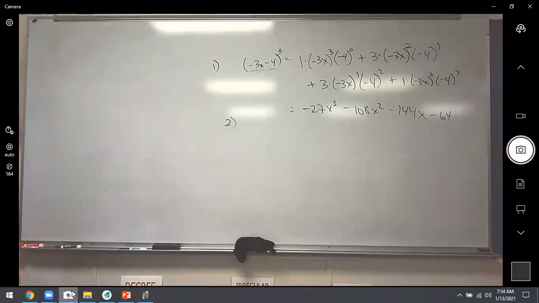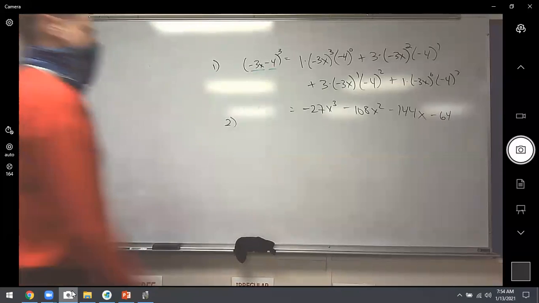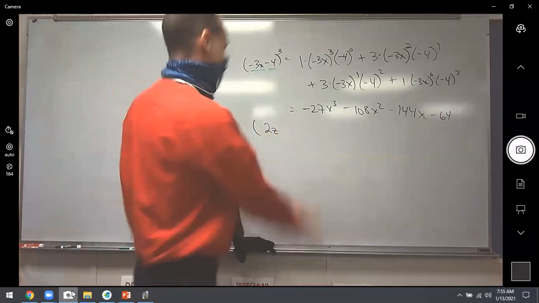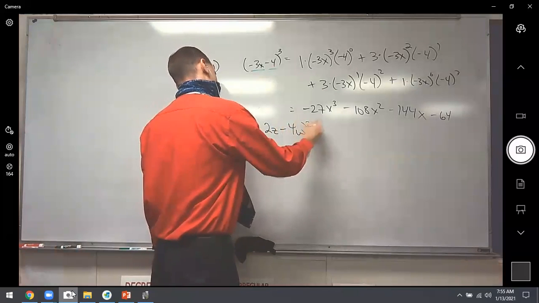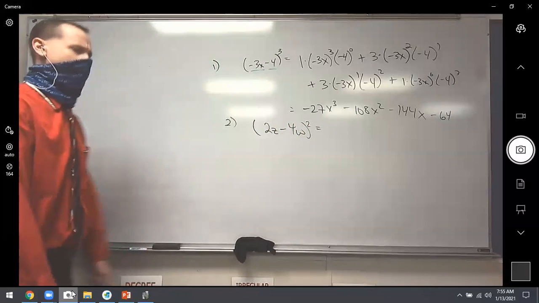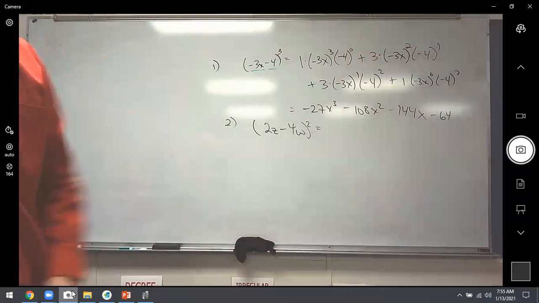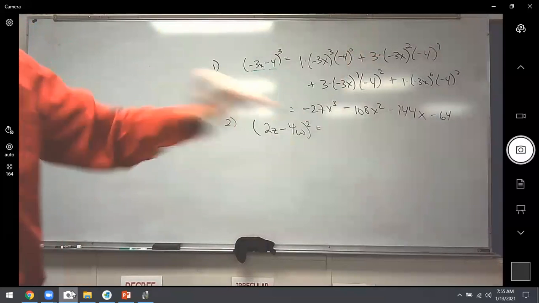All right, number 2, same idea basically. 2z minus 4w, the quantity, and it's just squared, so that won't take very long. If I was actually going to do this in practice, I would just write it times itself and distribute it out, but we're practicing the binomial theorem, so we'll do it the long way. 1, 2, 1 would be this row, correct? The one that starts with the 2.